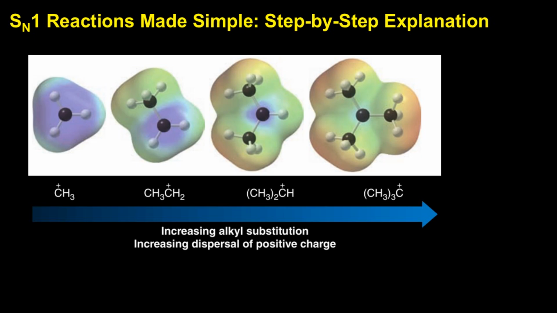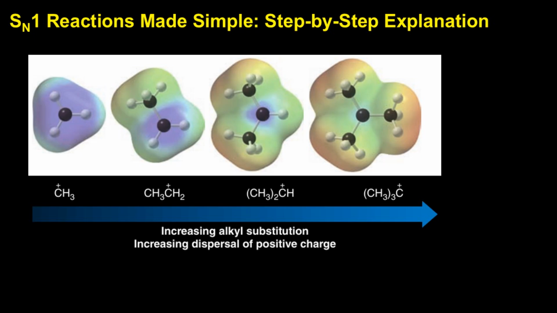Now let's look at how electron density maps help us visualize carbocation stability. Start with a methyl cation, CH3+. You'll see a large blue region. That blue zone shows low electron density, which means high instability. But as we go from methyl to primary, secondary, and then tertiary carbocations, that blue region gets smaller. Why? Because each alkyl group donates a little electron density, helping stabilize the positive charge.